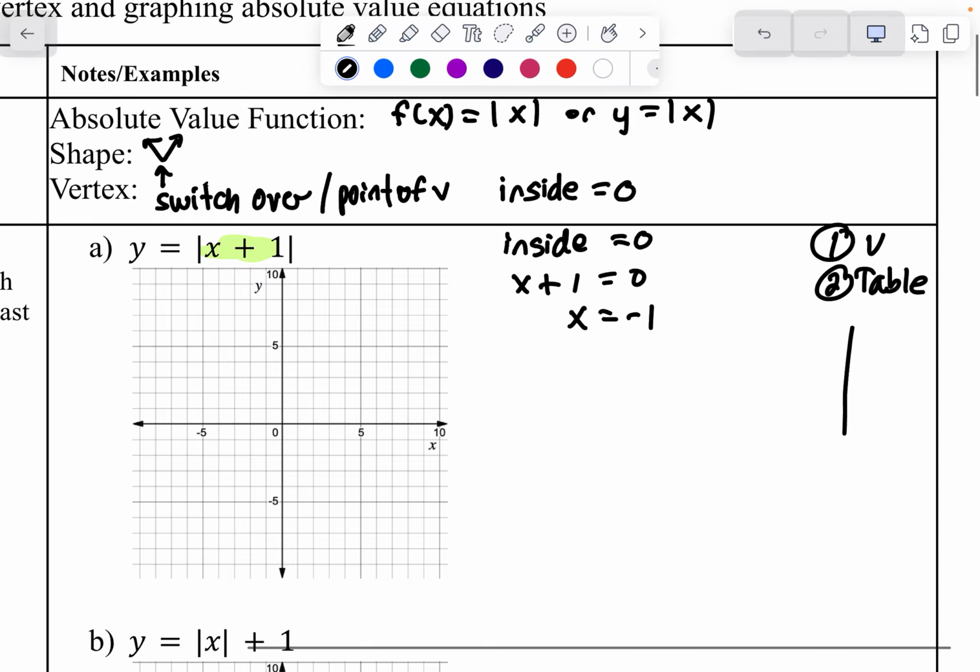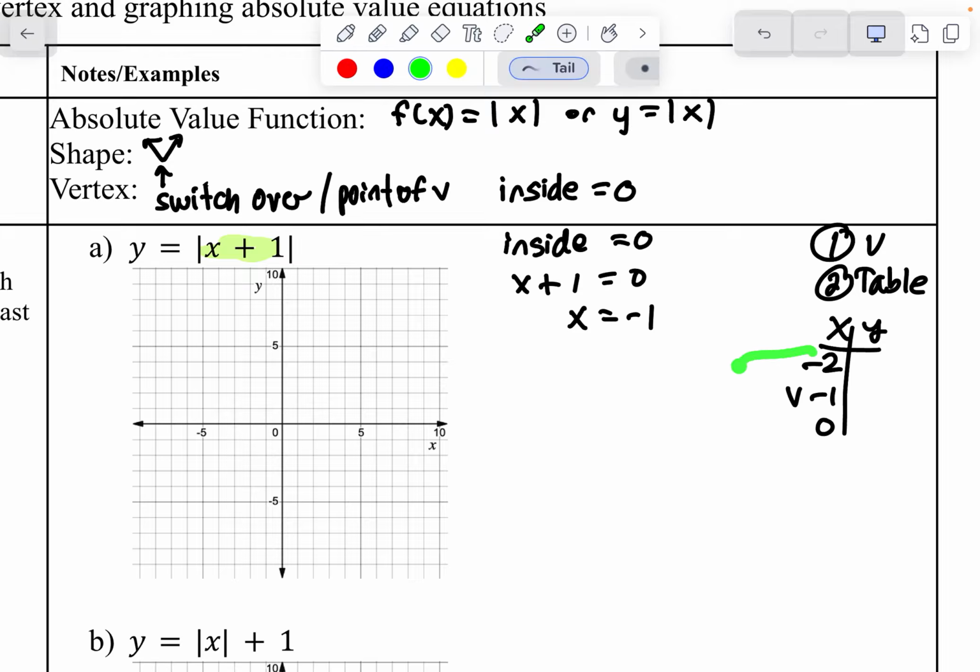In the middle of our table, we want our vertex, so we definitely have to plug in negative 1. We'll substitute that into the function and use our rules of please excuse my dear Aunt Sally and all that good stuff. We want to plug in something below it and something above it. Let's go negative 2 and 0. So you want one value below it and one value above it. You want to make these equidistant away.